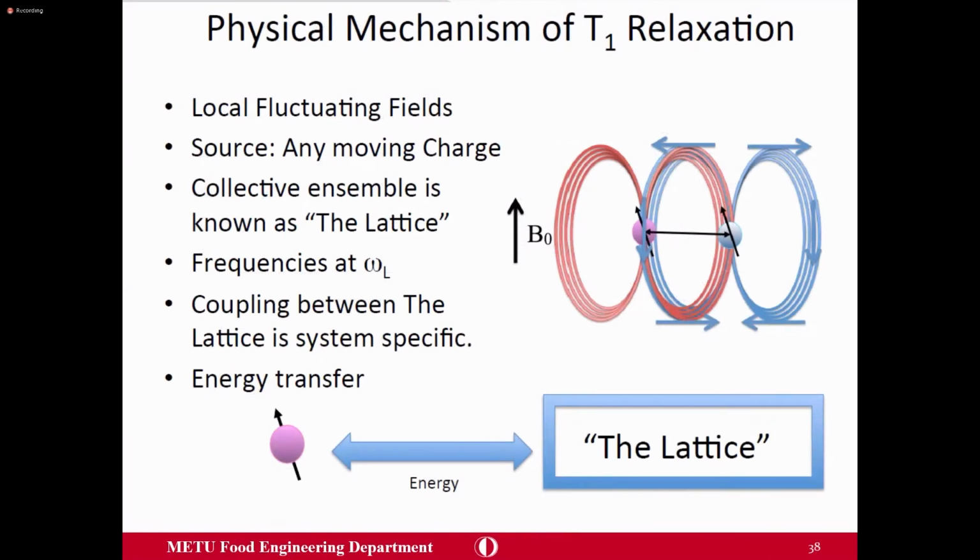Local fluctuating fields contribute. If you look at the physical mechanism of the T1 relaxation, normally we see that this net magnetization recovery is related to the collective ensemble known as the lattice. So spin-lattice relaxation is related to the whole lattice, and the coupling between the lattice and the system is specific. We have an energy transfer between the spin and the whole system, which is called the lattice.